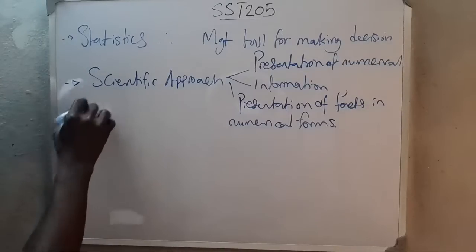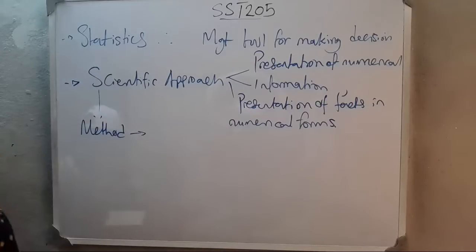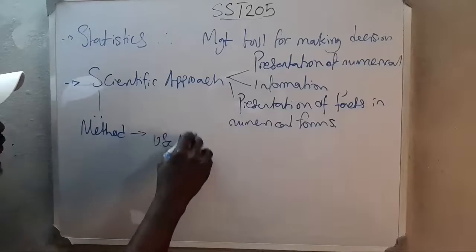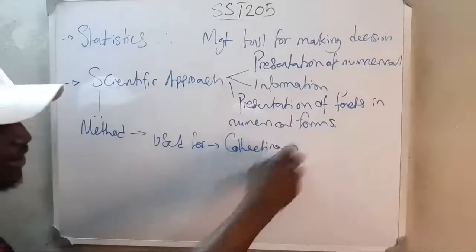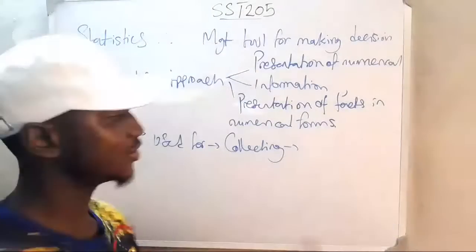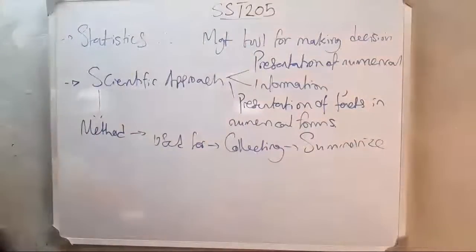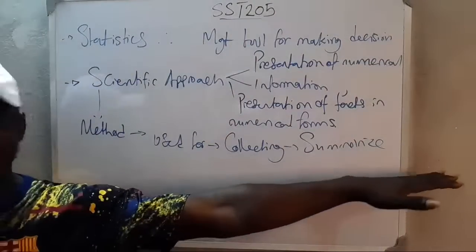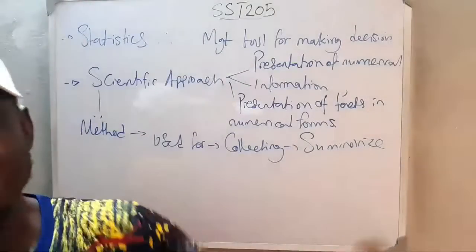All right, scientific method. So we've agreed, scientific method that is used for what? Used for collecting. You need to go get the information. You collect this information, then you also need to summarize. Now let's observe the process, the order, the sequence. You collect, you summarize, then you begin to classify.